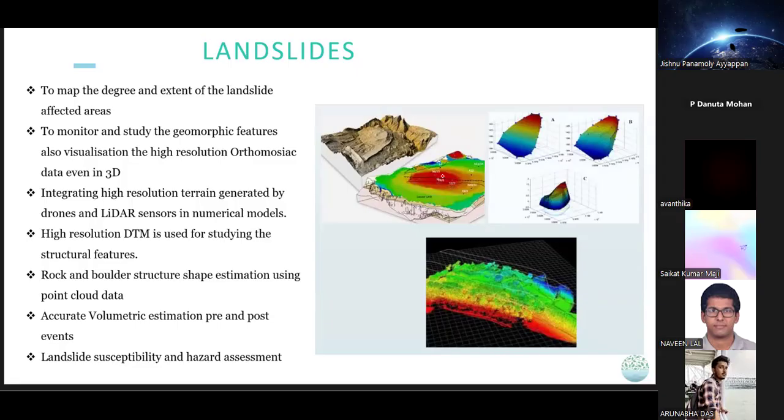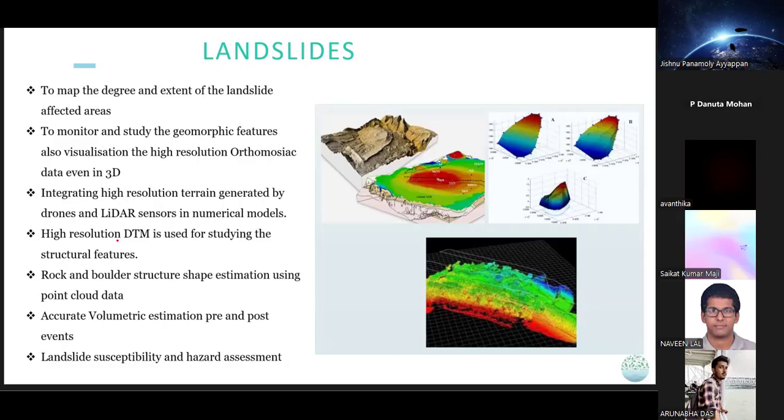There are a lot of softwares where we can incorporate point cloud data, or you can capture the shape of a rock, or you can capture the shape of the terrain using the point cloud data. You can generate the DSM, and then you can incorporate into various numerical models to predict the future landslide scenario. That is, if at all a landslide occurs in a place, what will be the direction of movement of the materials? Okay, then we can integrate high resolution terrain generated by drones and LiDAR sensors and numerical models.